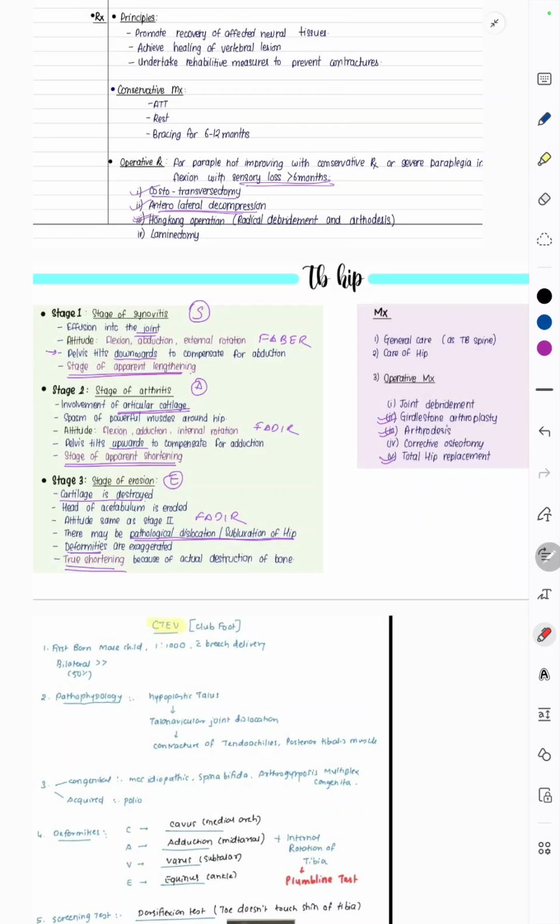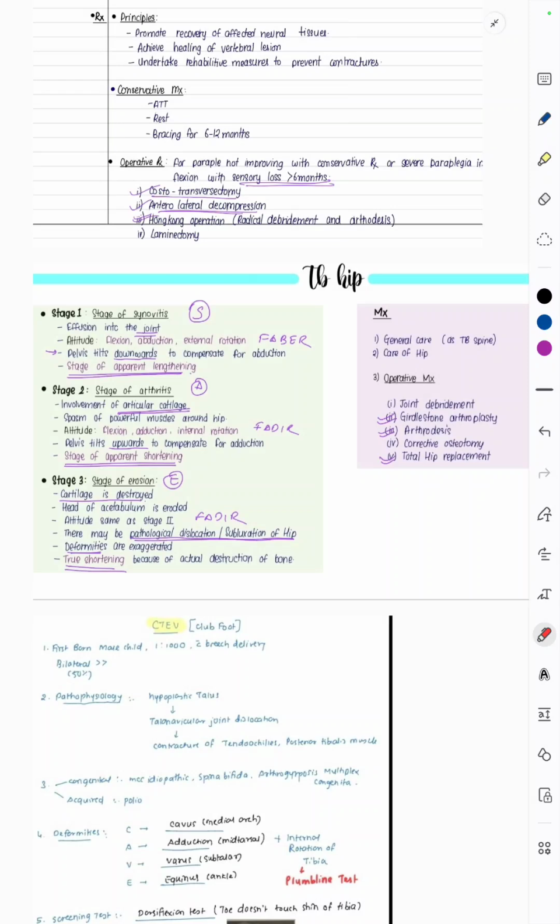Stage 2 is the stage of arthritis. In the stage of arthritis, there is involvement of the articular cartilage. Here, the position is in the flexion position, while it's the stage of apparent shortening. The pelvis, however, here tilts upwards.